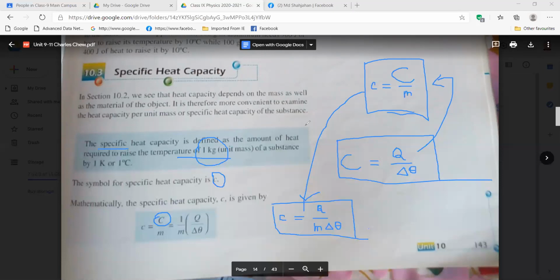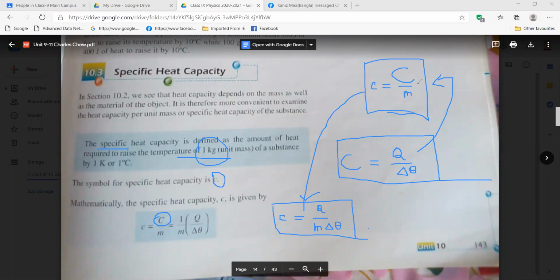Sir, first the heat capacity C equals Q by del theta. Then it goes to the small c equals C by M. You know this from before, right? Heat capacity equals Q, the heat required, divided by the temperature change. Yes, sir. And now you have this formula. That is specific heat capacity: heat capacity divided by the mass of the object.